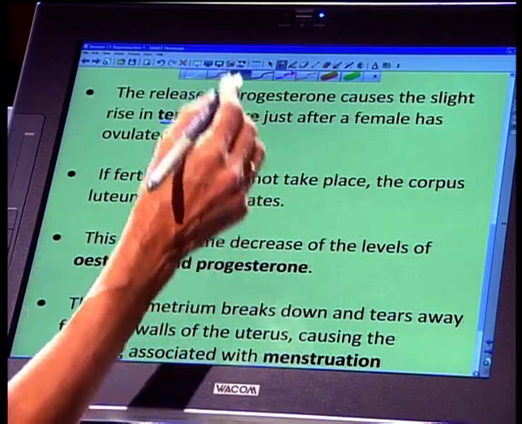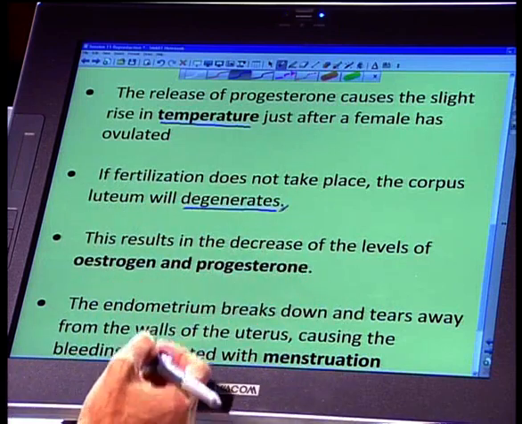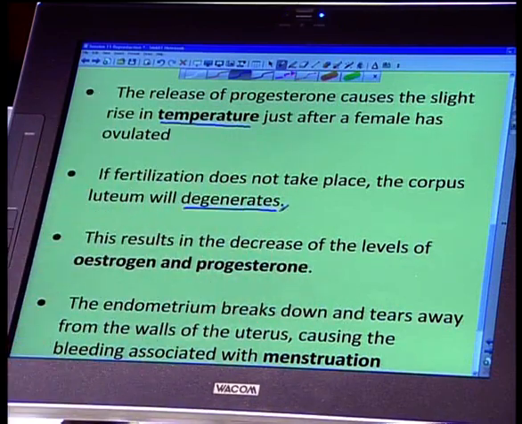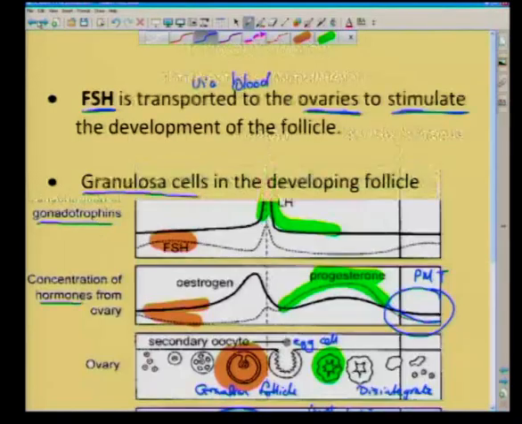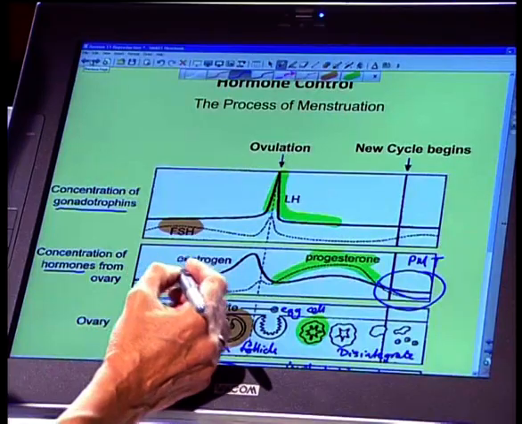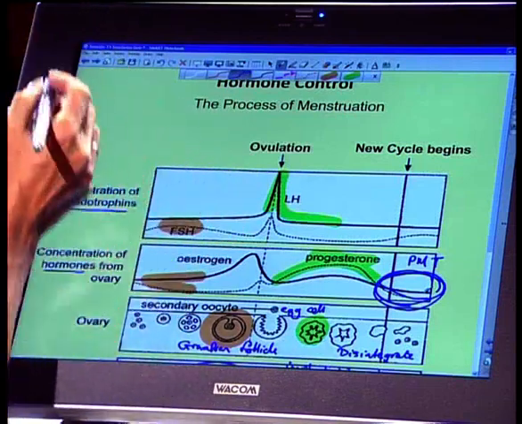Then if fertilization does not take place, the corpus luteum degenerates. Okay? There's no reason for the corpus luteum to stay there and continue to release progesterone because, well, fertilization didn't happen. So you don't want to keep the egg cell in the uterus because it has not been fertilized. No implantation has occurred. The result is the decrease in the levels of estrogen and progesterone throughout the whole lot. So if we go back to our diagram, look at this. Both your estrogen and your progesterone is going to dip down over here if fertilization does not occur.